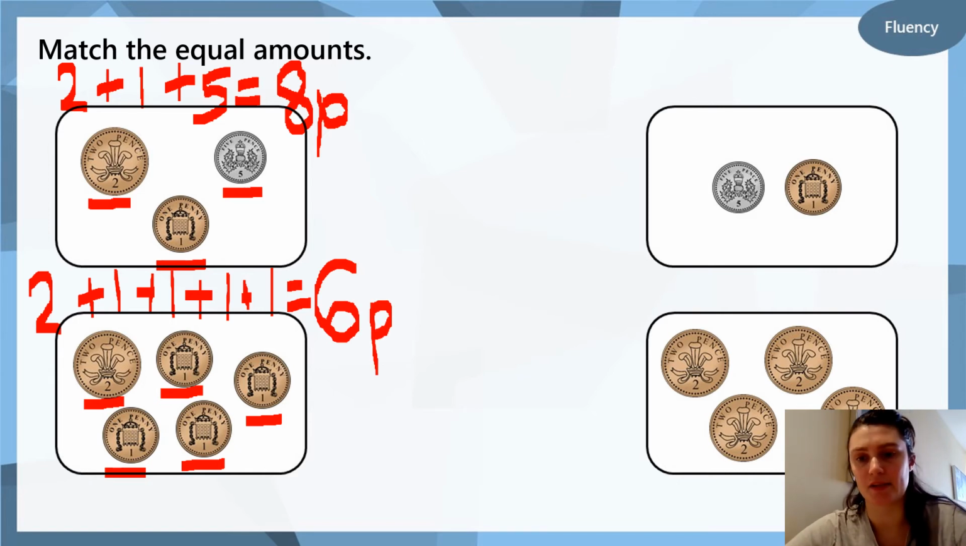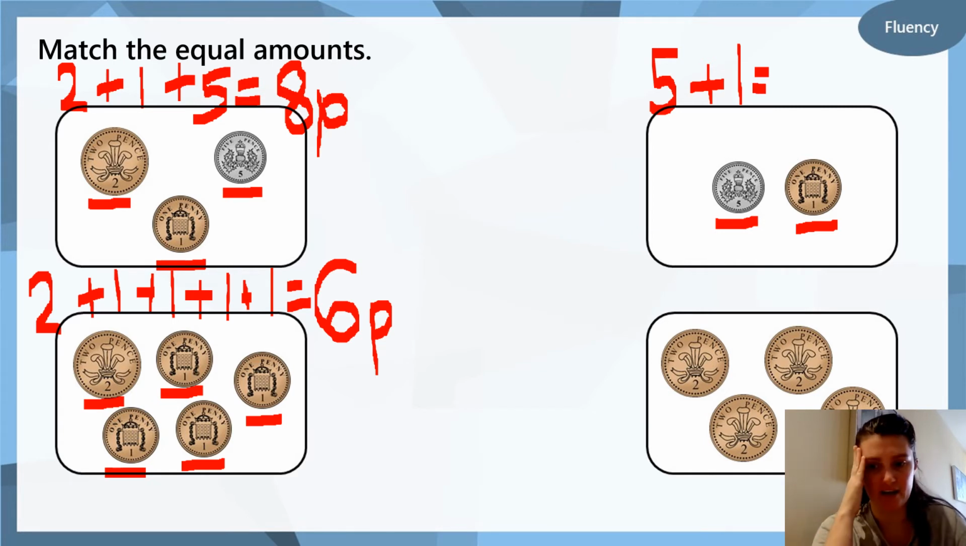Let's have a look at these ones on the right. We have a 5 and a 1. Let's add these together. Remember, we're adding because we need to find the total. We need to find how much altogether. 5 in my head, 1 on my hand, counting up. 5, 6. We have 6p.